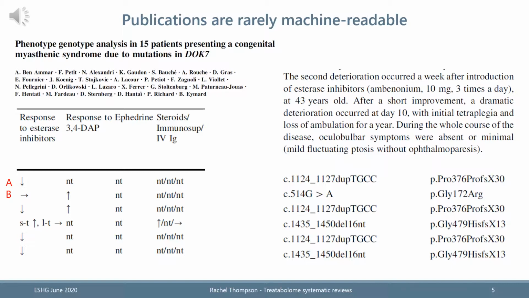Then, if you look at the table on the right, you can also see that although the paper does give the genotypic details of each patient, that's actually in a different table in a different part of the paper and isn't directly linked to the information on the treatments.